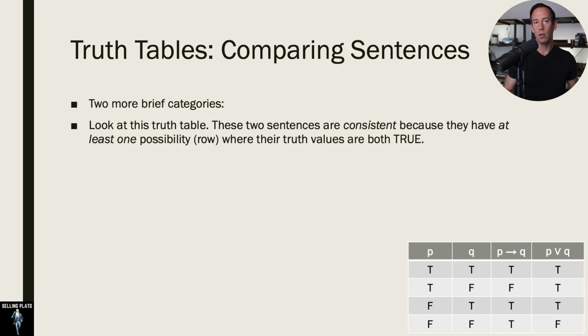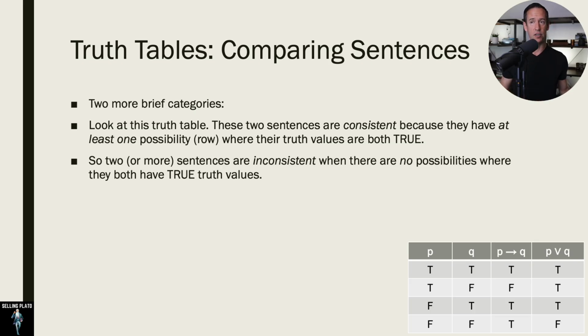And why? Well, because they have at least one possibility or row represented here where their truth values are both true. That's all you need for consistency. You see there, which row is that? Or rows, really. We see the first row there and the third. And so those two sentences are what we call consistent. Two or more sentences are inconsistent when there are no possibilities or rows where they both have truth values of true. If you're looking at a couple sentences and you make a truth table out of it and you see that there's no row where they are both true in the same row, those sentences are what we call inconsistent.